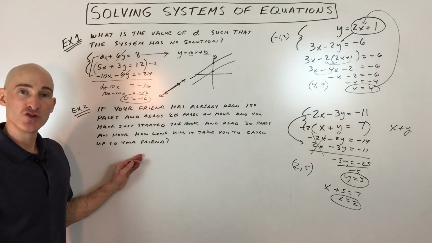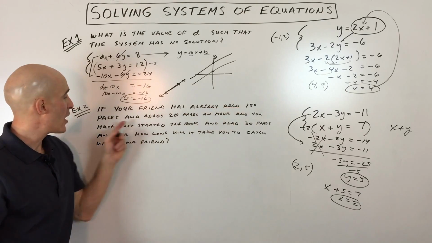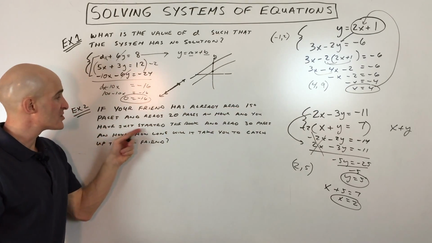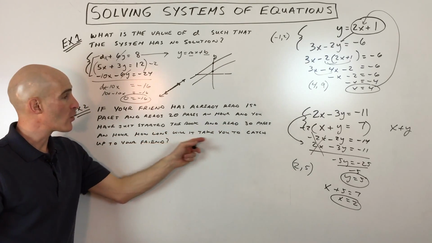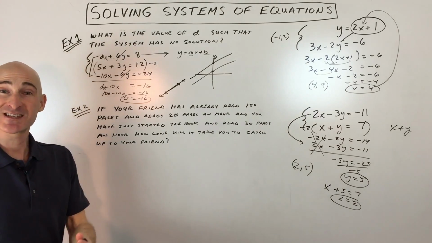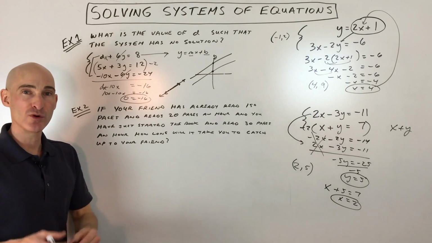Okay, let's look at example number 2. See if you can pause the video, do this one on your own. We'll go through it together. It says, if your friend has already read 150 pages and reads 20 pages an hour, and you have just started the book and you read 30 pages an hour, how long will it take you to catch up to your friend? So see if you can solve this system of equations to find out how long it's going to take for you to catch up to your friend in this particular book that you're both reading.